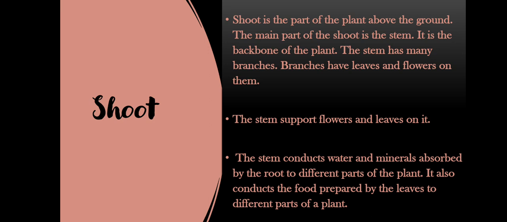We see the plant has root under the ground, but above the ground some stem is coming. Some part is showing above the ground, that is the main part, that is stem. It is also called the backbone of the plant. The stem has many branches, and branches have leaves and flowers on them.